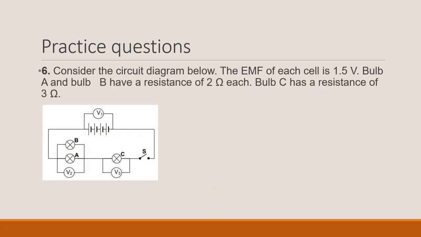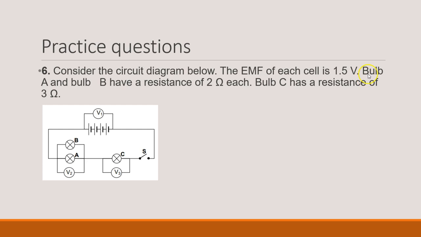In this last example, I am introducing you for the first time to a combination circuit. We have a circuit that has light bulb C that is connected in series with light bulbs A and B. So these two components here are in series with each other, but light bulbs A and B are connected in parallel with one another. So let's take a look at how we solve such circuit problems.